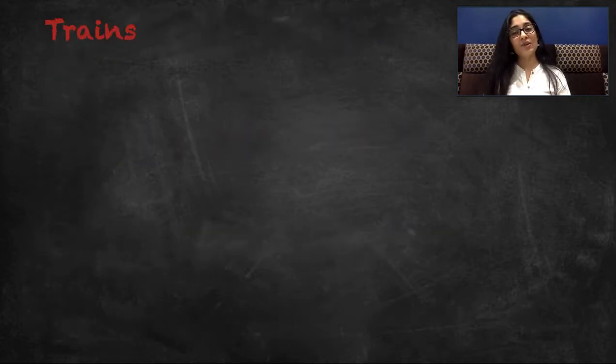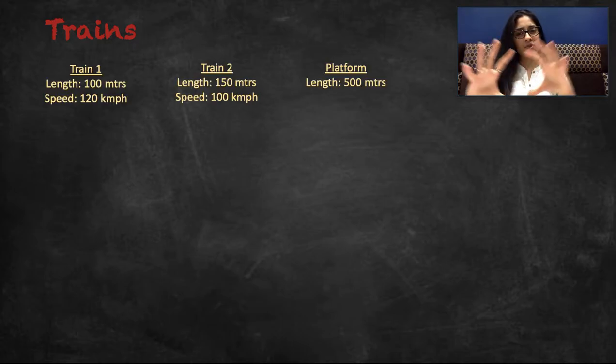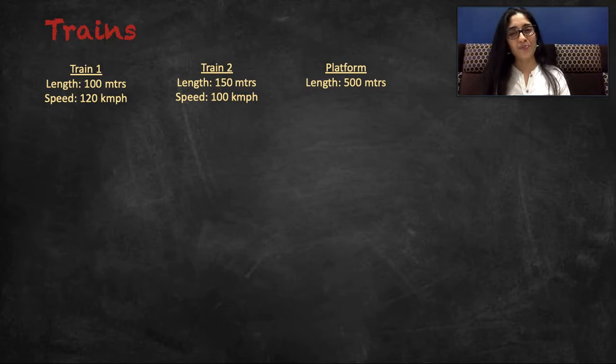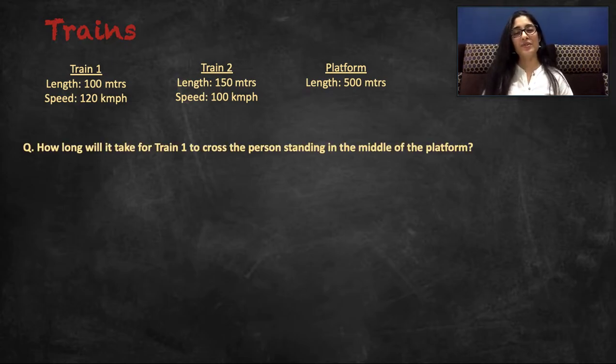Now let's look at the questions relating to trains. To solve these questions, I'm just going to give you some standard data over here. For train 1, length and speed, train 2, length and speed, be careful of the units, and the length of the platform.